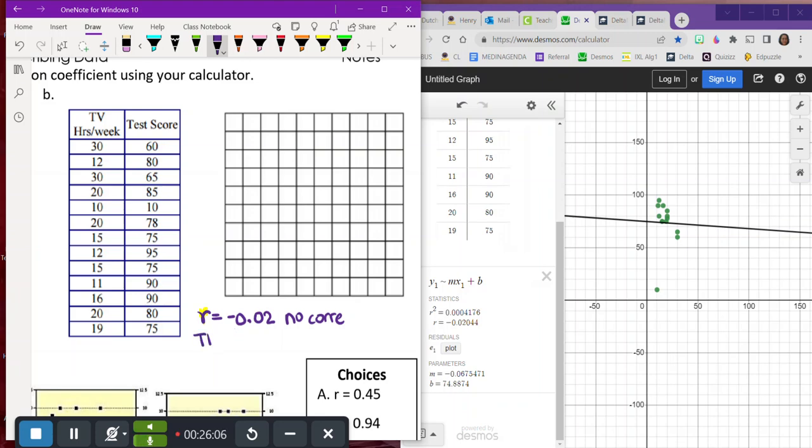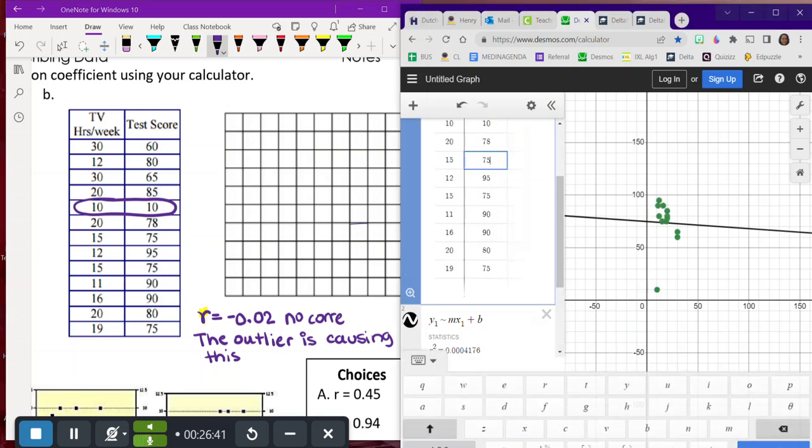The outliers are causing this. Which one is the outlier? Which data point is the outlier? Exactly, 1010. This one right here is this green point over here. As you can see, something must have happened. Somebody recorded the information wrong. Clear? So now watch what happens when I get rid of that data point.